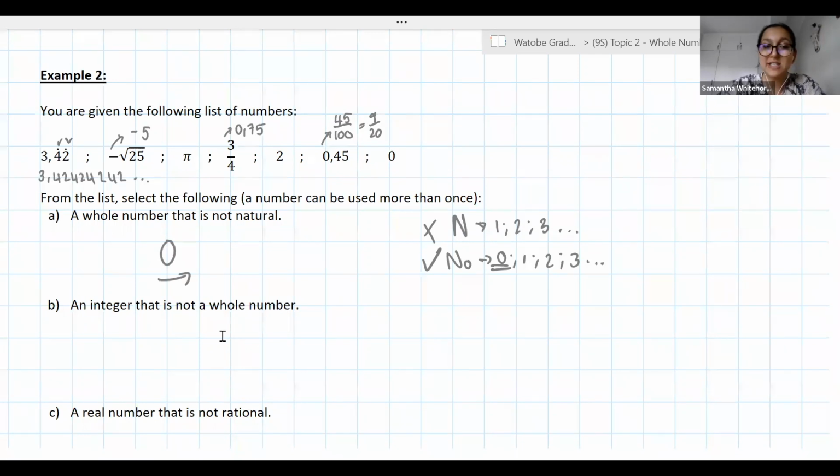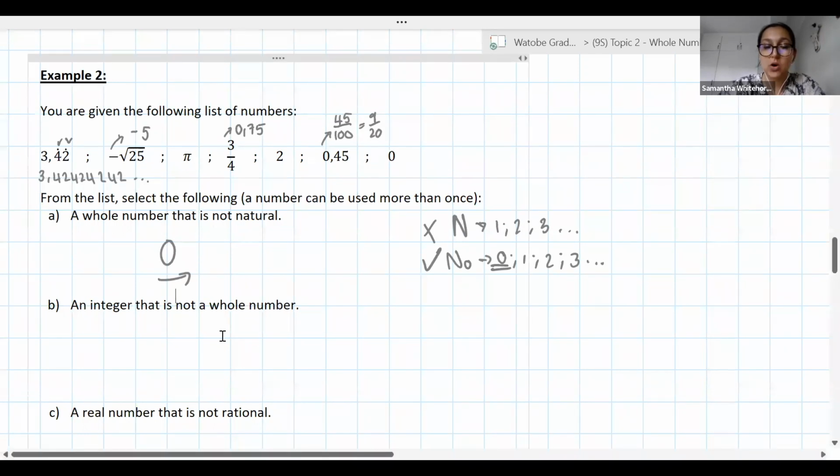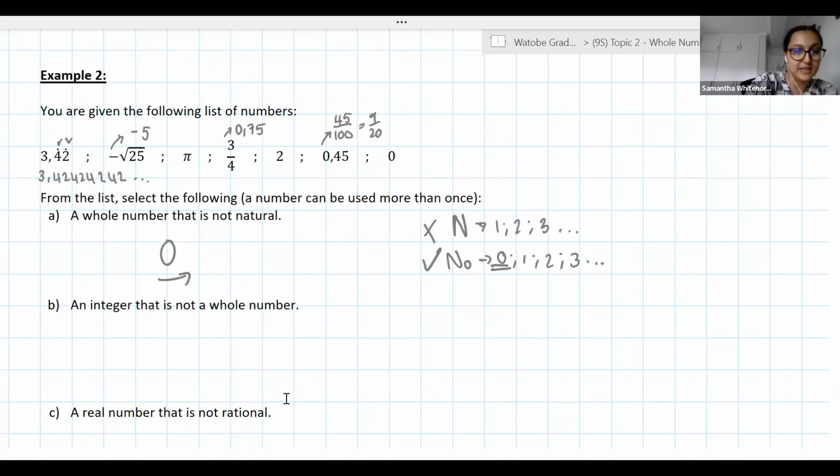Okay, next one. An integer that is not a whole number. An integer that is not a whole number. So think about what your integers are. Think about what your whole numbers are. Emmanuel, what do you think? I say the square root of negative 25. Fantastic. You said it so much better than me.